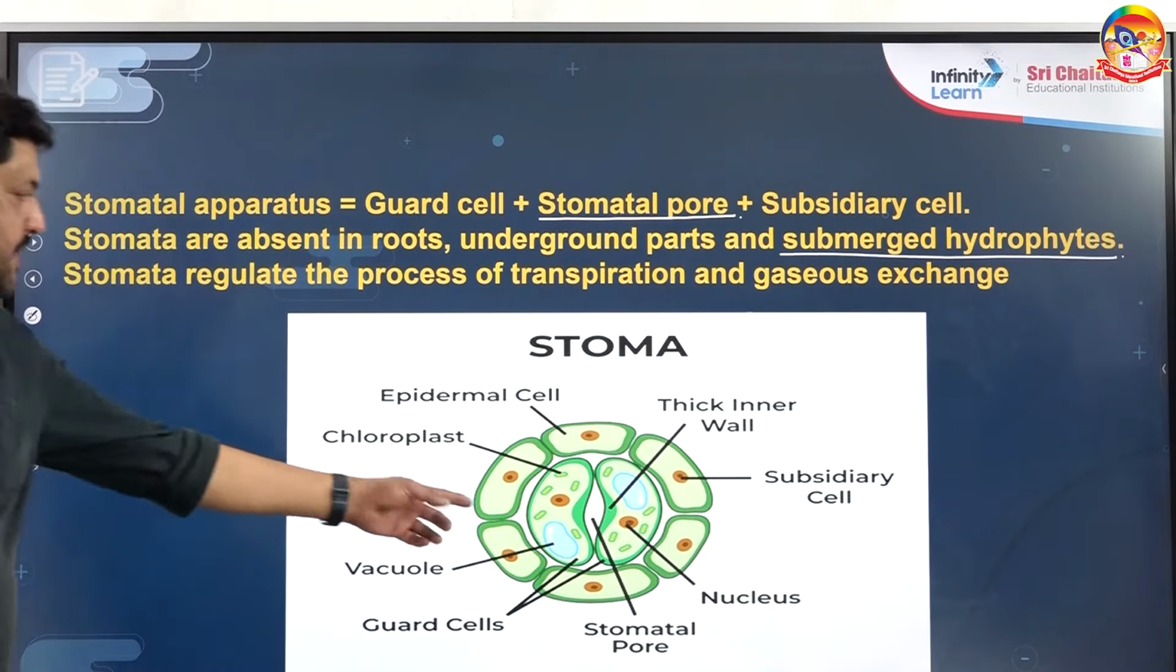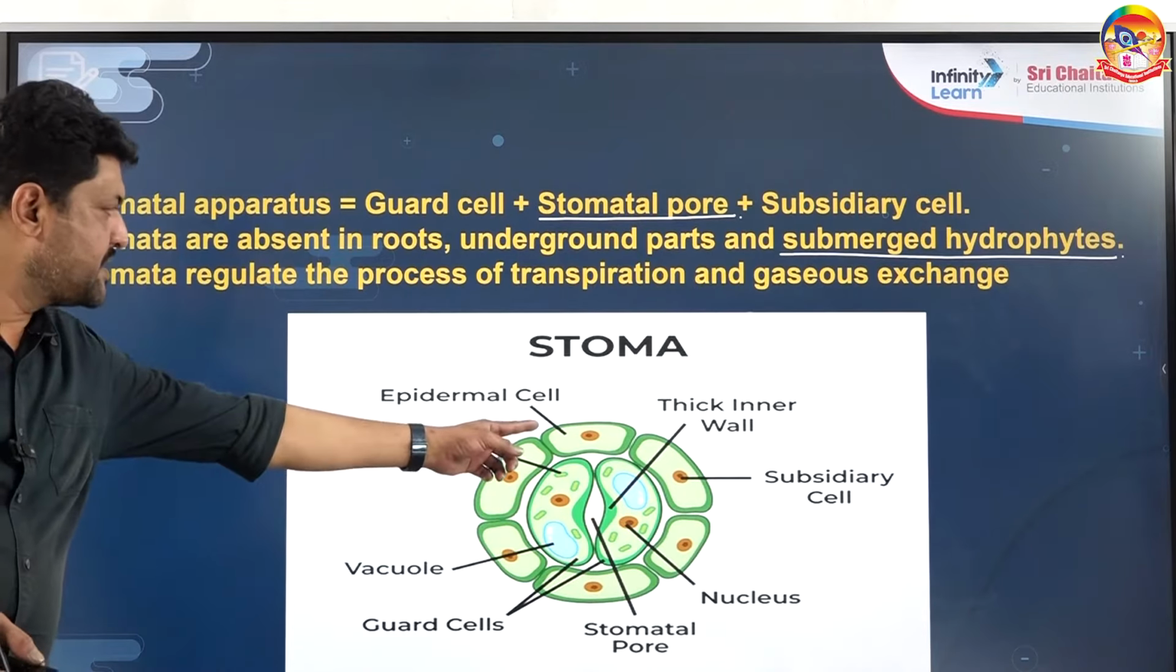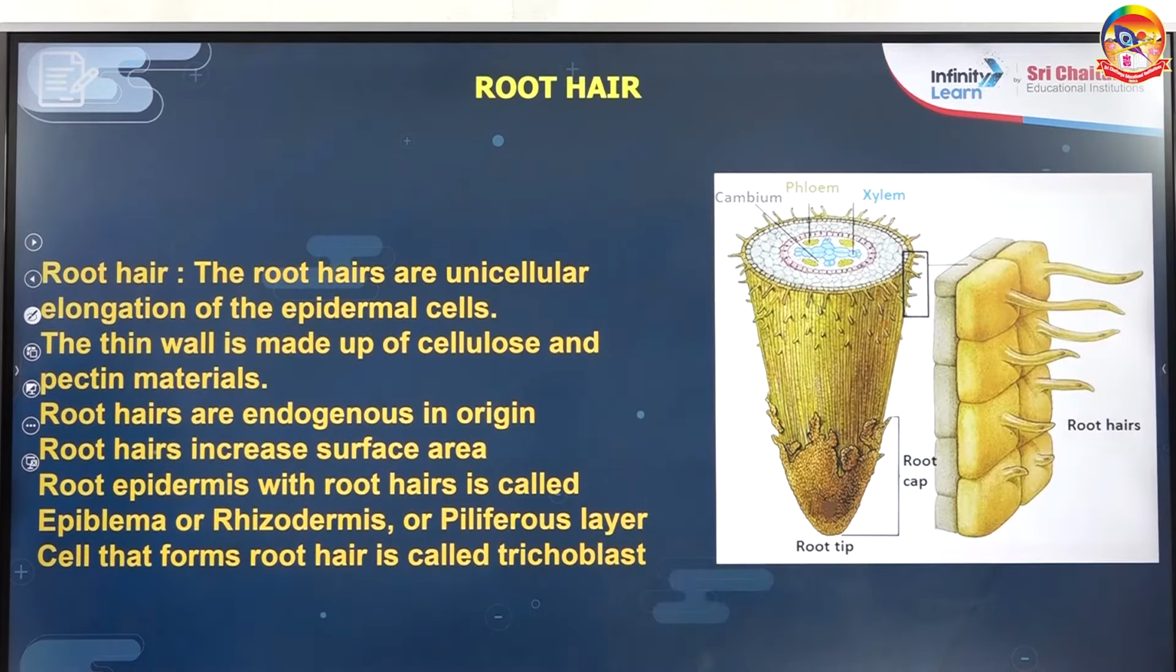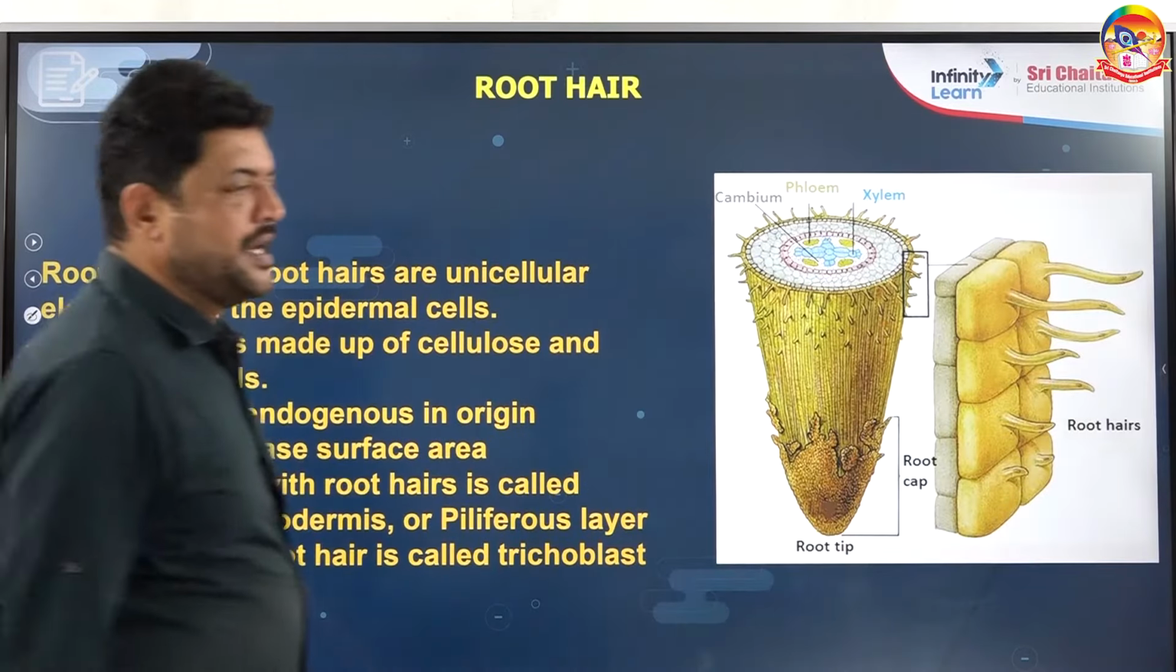You can see this is guard cells, epidermal cells, and cells that are close in vicinity to guard cells are known as subsidiary cells. Clear?